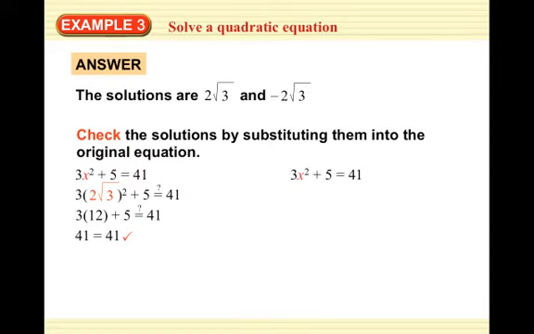We go over to the other side, and we do the same thing with negative 2 square root of 3. Well, negative 2 times negative 2 is still 4. Square root of 3 squared is still 3, so 4 times 3 is still 12. So 3 times 12 plus 5 is still going to be 36 plus 5, and so we get 41 equals 41.